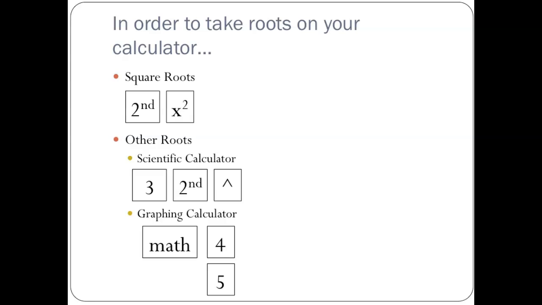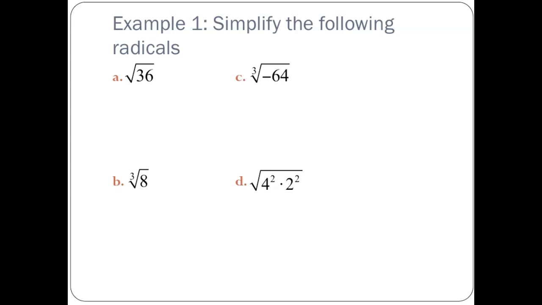Okay, so let's take a look at example 1. These ones you can probably do without a calculator. So the square root of 36. What this is asking you for is, what number do I square to get 36? Well, the answer here would be 6 squared is equal to 36, so our answer here is 6.